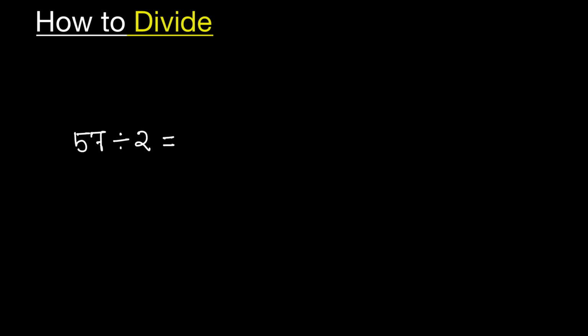In this video, let's learn how to divide the number 57 by 2 using the long division method. To do this, at first we'll write down the numbers 57 and 2 in this fashion. Now consider the number 5.